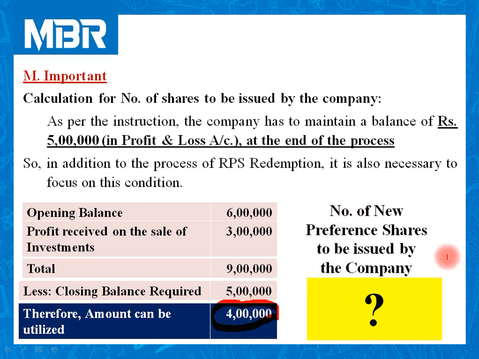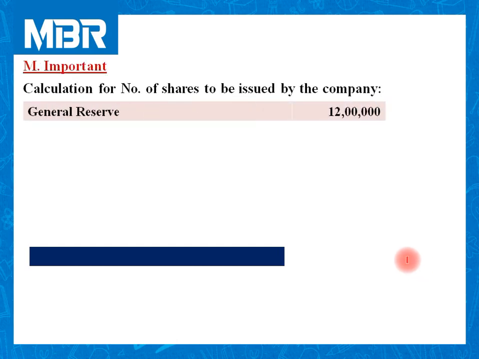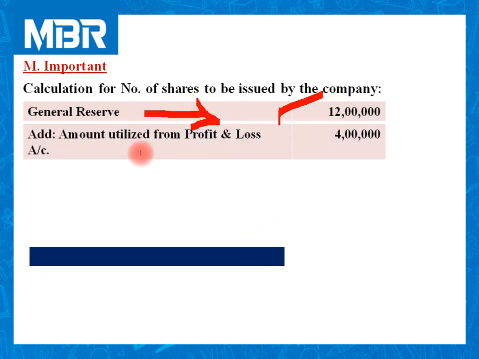So again there is a question: how many shares are issued by the company? We will answer this question with our calculation. Let us come to the next phase of calculation. In the next phase, we need to consider the amount available with the company. Amount available with the company: 12 lakhs in general reserve account. Amount utilized from profit and loss account, that is rupees 4 lakhs, that we have completed just a moment ago.